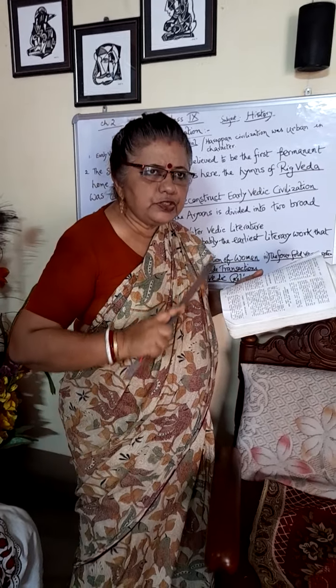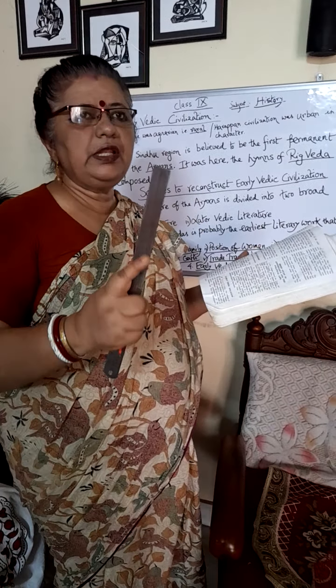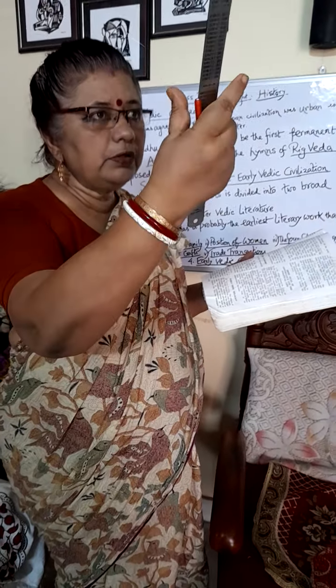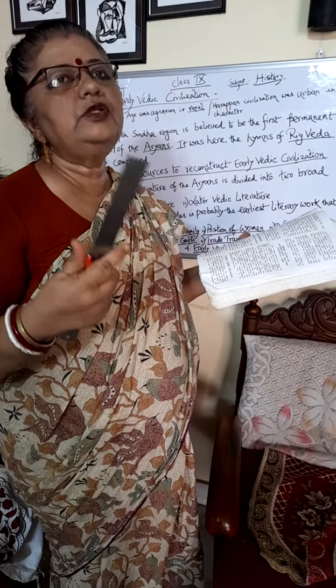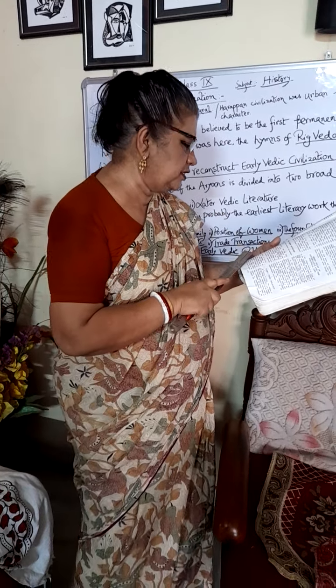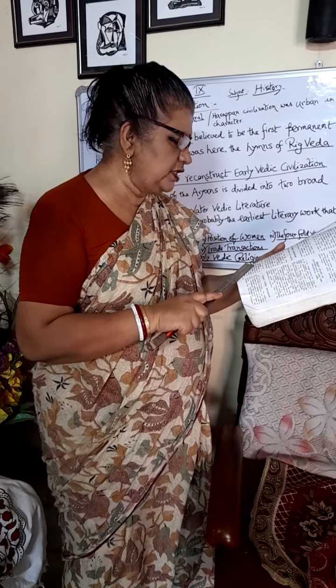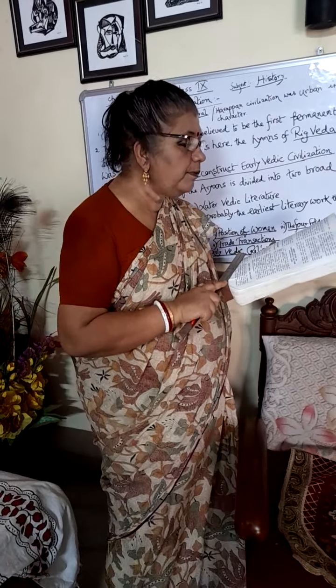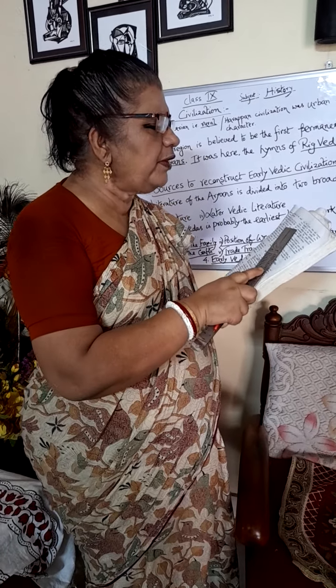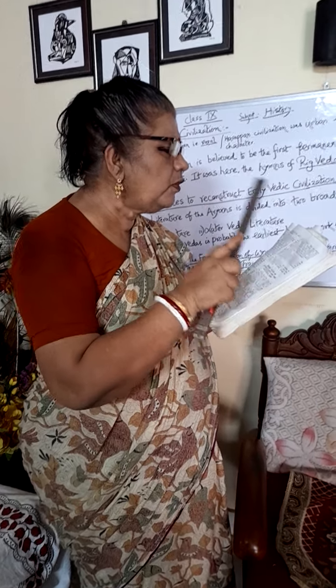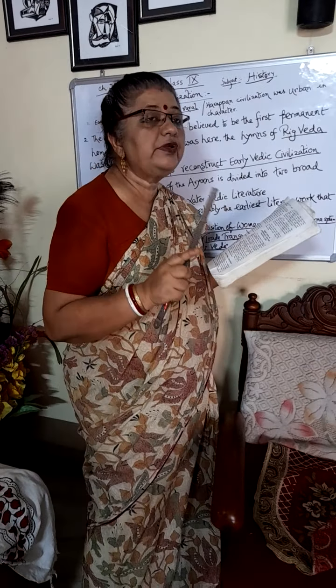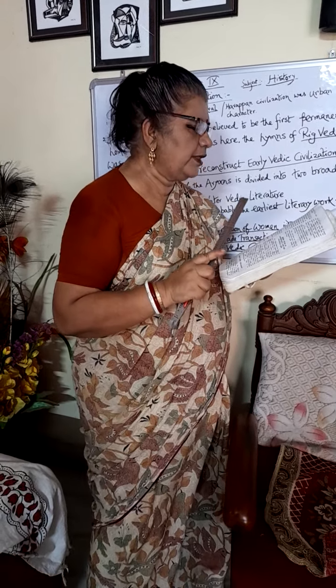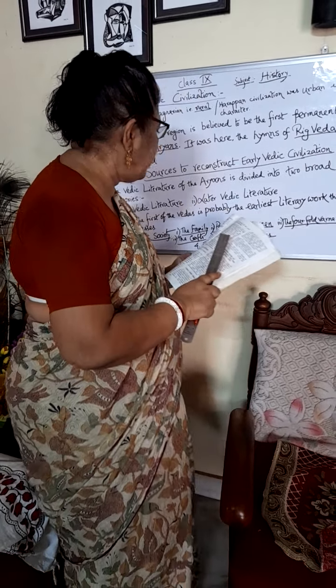The people used to cultivate. That's why they used to depend on nature and on the domestication of the animals. So the number 2 point is domestication of the animals. This is very important. Number 3, the crafts. Men and women were engaged in weaving cloth. Number 4, trade transactions. The people were engaged in trade.